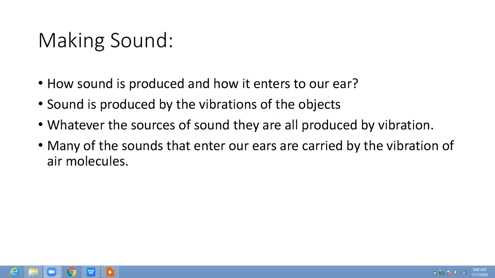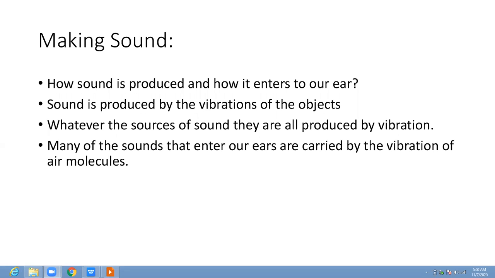Sound is produced by the vibration of an object. Any object, when it vibrates, produces sound. Whatever the sources of sound, they are all produced by vibration. From wherever the sound starts, it will move in the form of waves, and this is called vibration. Many of the sounds that enter our ears are carried by the vibration of air molecules.